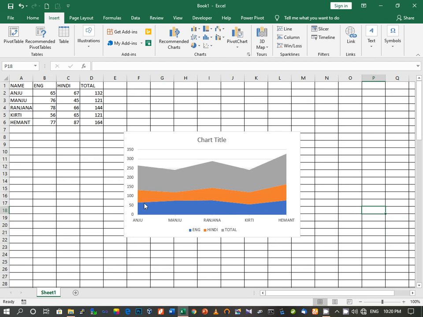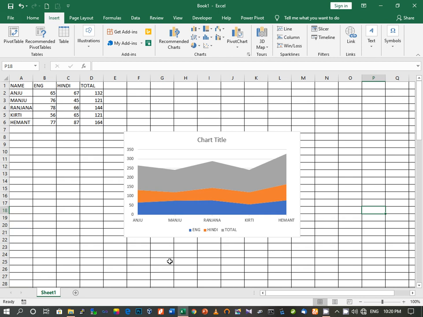In the same way the Hindi marks are also represented, that you can make out from here. So 67, then 45, this is coming down. Again 66, so this is going up. Then Kirti 65, there is a very slight difference, so this is a parallel line. And then 87, there is a vast difference between 65 and 87, so this line is going up. So this is how an area chart is made.